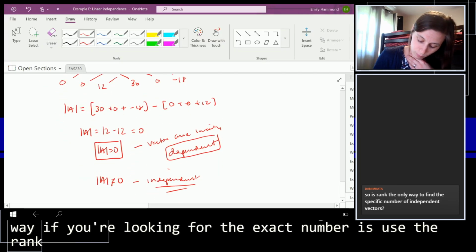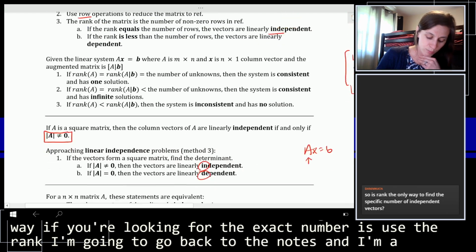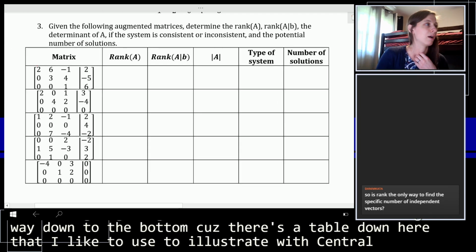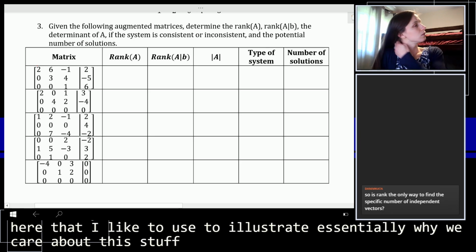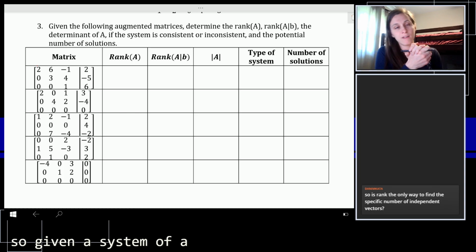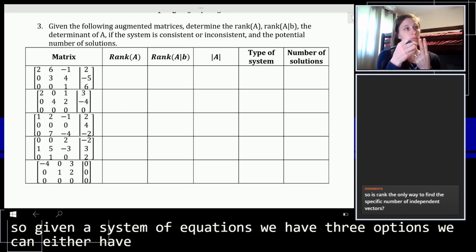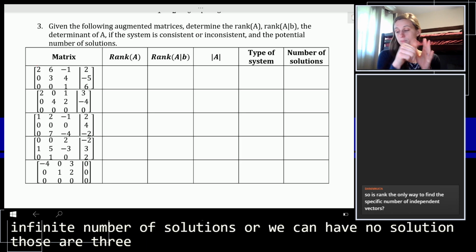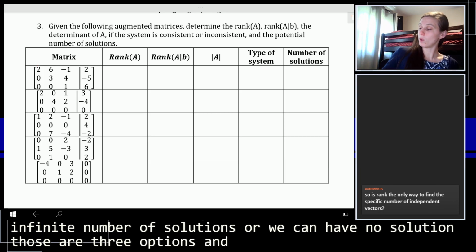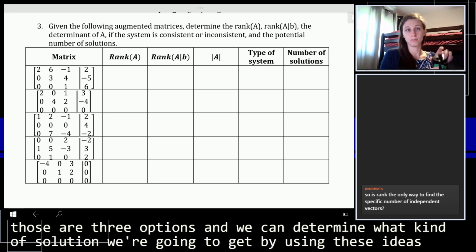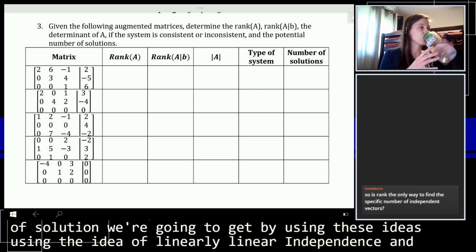It's a good question. Now I'm going to go back to the notes, and I'm going to scroll all the way down to the bottom, because there's this table down here that I like to use to illustrate essentially why we care about this stuff. So given a system of equations, we have 3 options. We can either have one unique solution, we can have an infinite number of solutions, or we can have no solution. Those are our 3 options. And we can determine what kind of solution we're going to get by using the idea of linear independence and dependence.